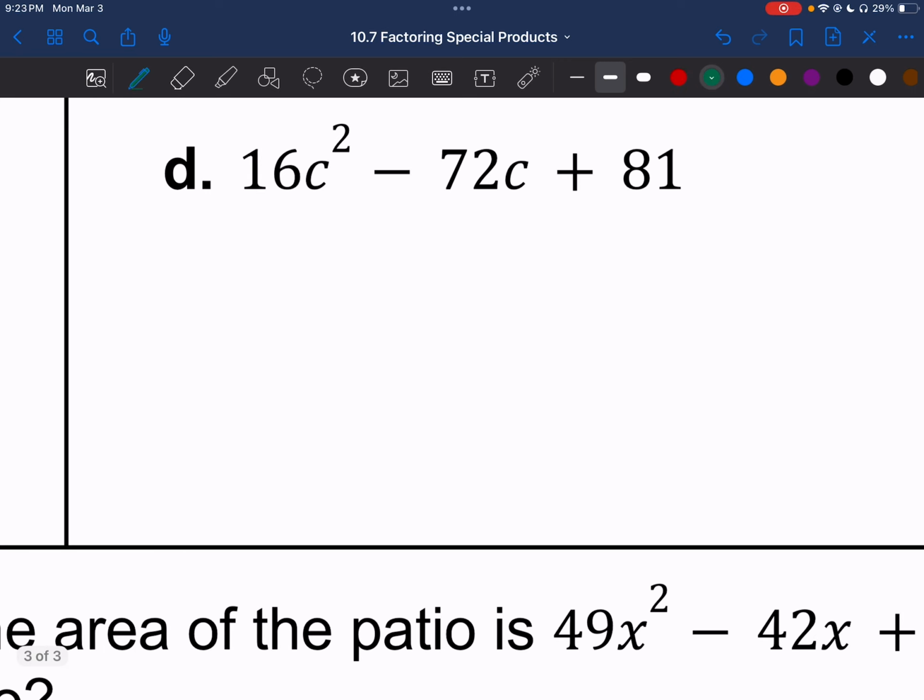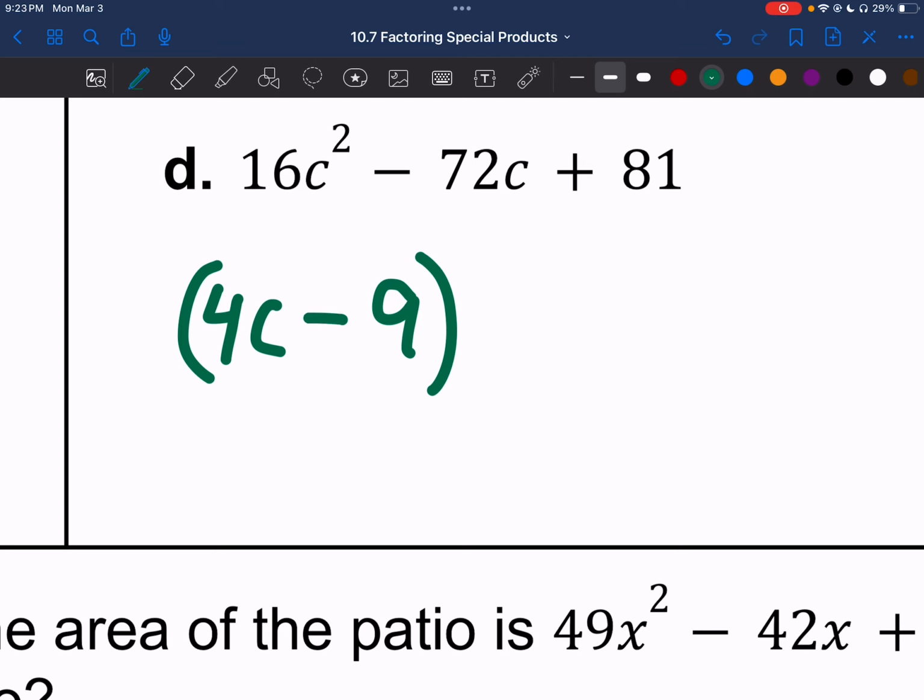Letter D, first term is a perfect square. Last term is a perfect square. So we take the square root of them. We've got 4c and we've got 9. Bossy b term is negative, so we are subtracting: 4c minus 9, the quantity squared.